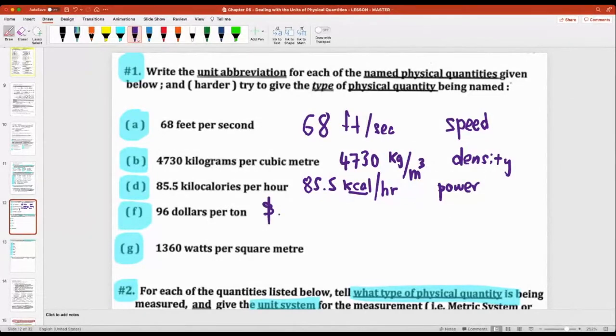Okay, dollars per ton. $96 per ton. What the heck is that? What does that represent? So ton definitely represents mass or weight. That's good, Nicholas. So this is money or value per ton. It's like a cost per weight, or a cost per mass. One way to say it is unit cost.